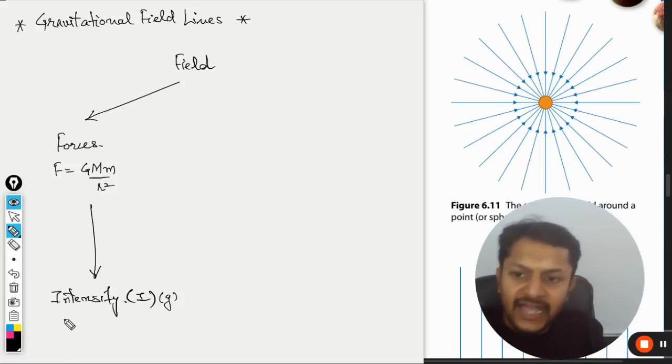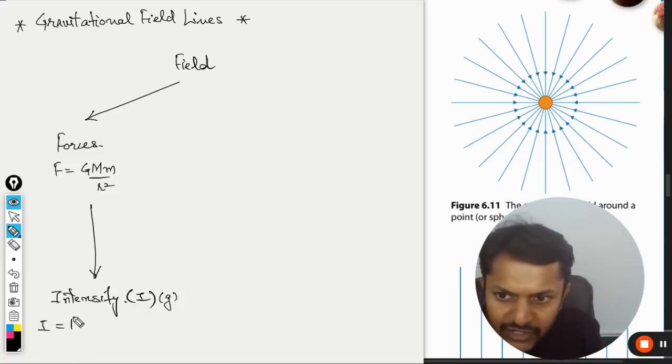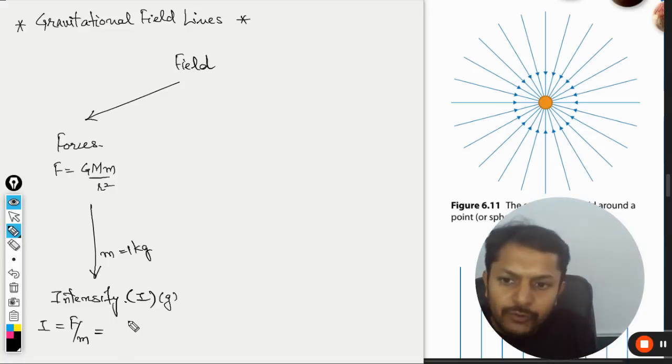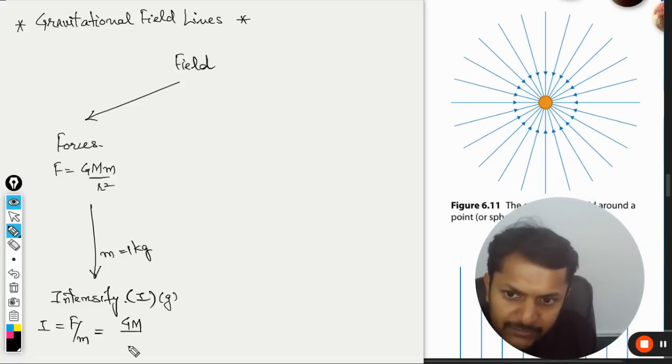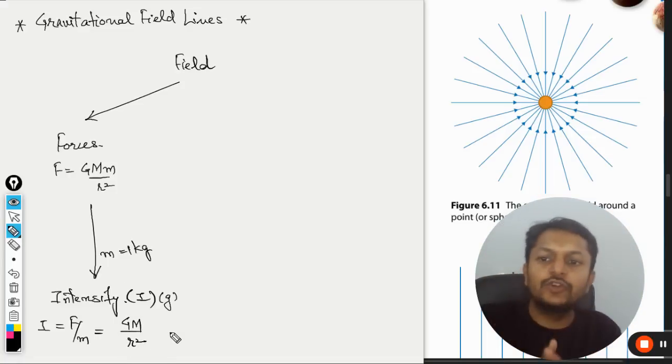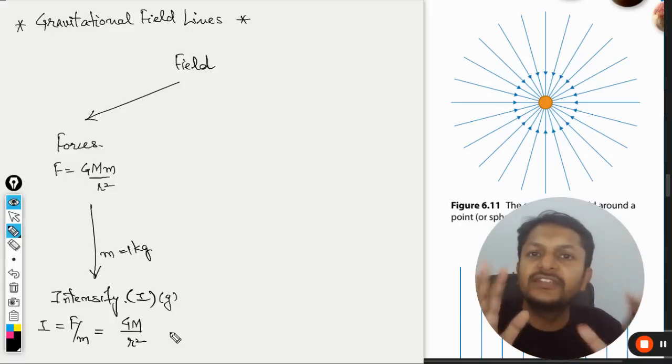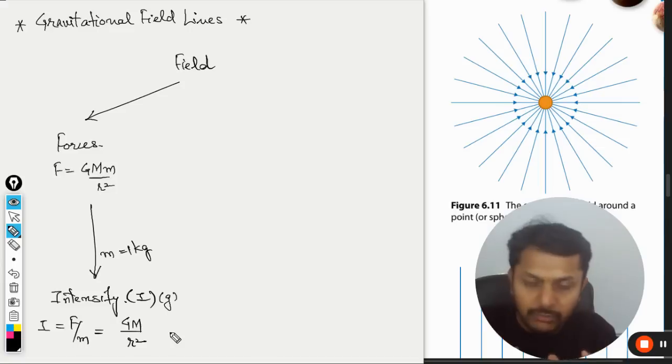So I is this, and this I was defined as force per unit mass, or force experienced when this mass is replaced with 1 kg. So your formula reduces to GM/r². Now this is called the gravitational field intensity or gravitational field strength. I believe you know what I'm talking about.